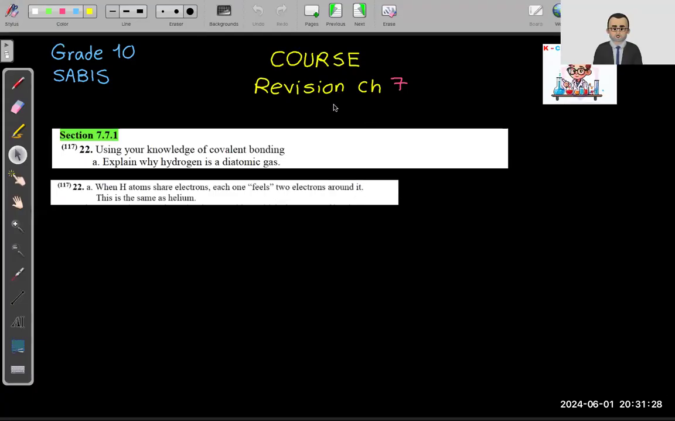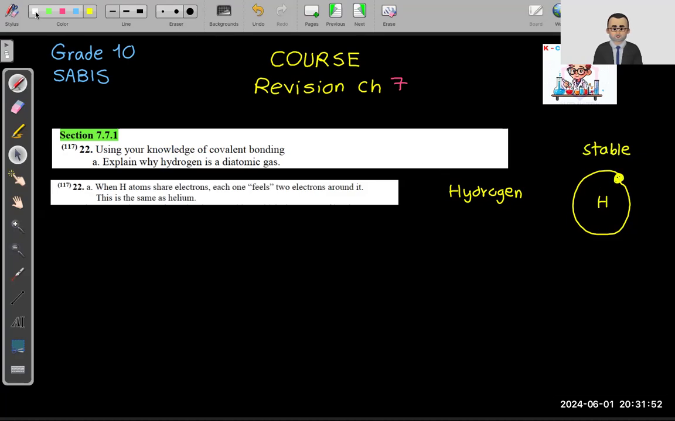So this is chapter 7, starting with section 7.7. And the first question is asking, using your knowledge of covalent bonding, explain why hydrogen is a diatomic gas. We know that hydrogen gas is a diatomic gas because hydrogen by itself is not stable. Why is it not stable? Because it has only one electron in its outermost shell, and this is not stable.